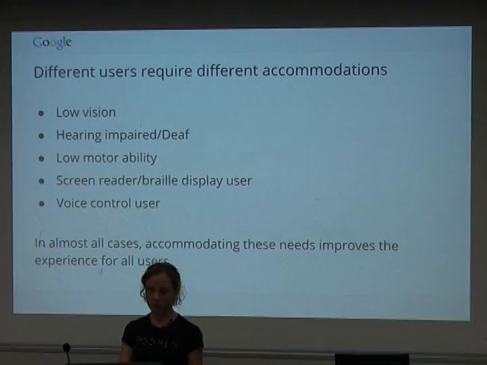Screen reader or braille display user, so this would be someone who may be completely blind, or maybe just has very poor vision such that they're unable to read but may be able to see some things, maybe a completely different ability spectrum. And voice control user, so someone who's completely unable to use a keyboard or mouse at all for whatever reason and needs to use voice control. So there's quite a wide range of things that we're talking about, but the good news is in almost all cases, practically all cases, accommodating the needs of these users improves the experience for all users, and I'll give a couple of examples of that.